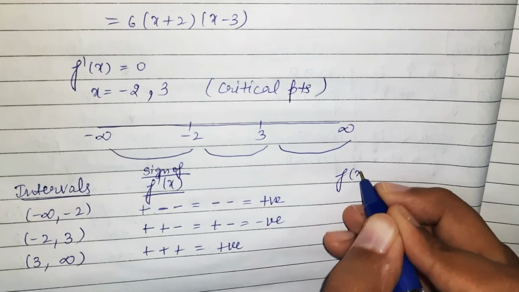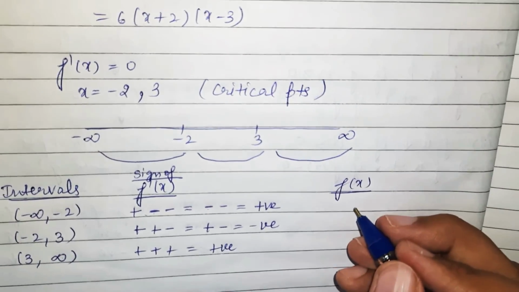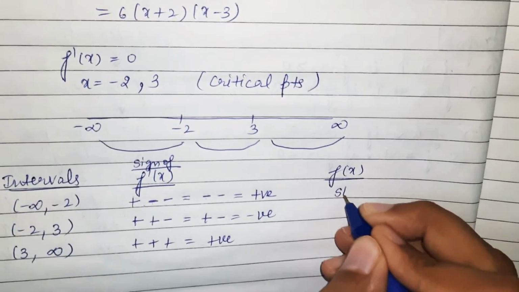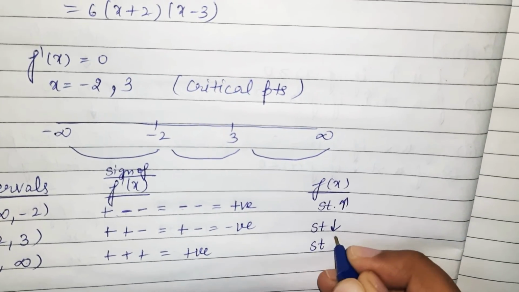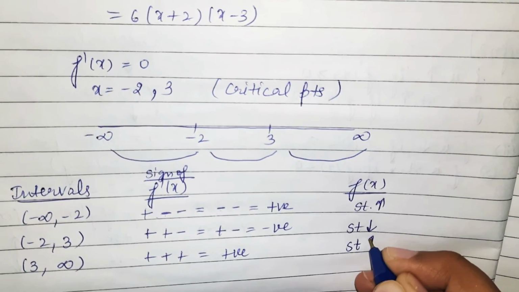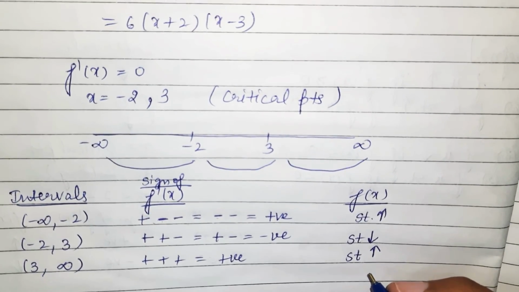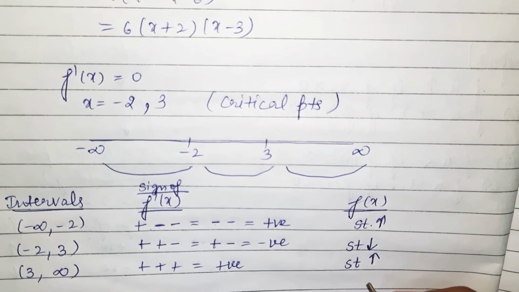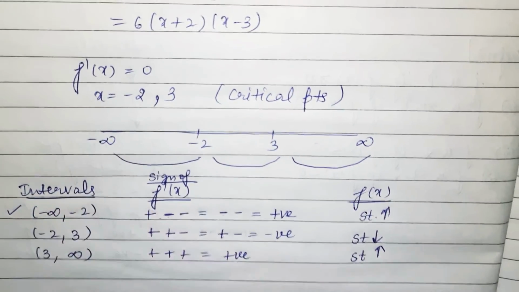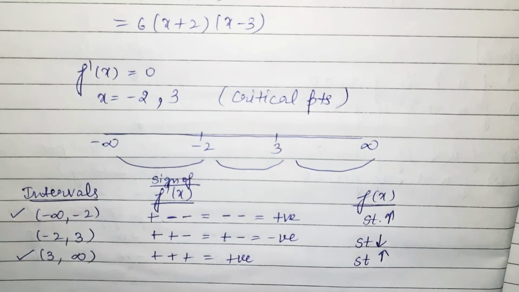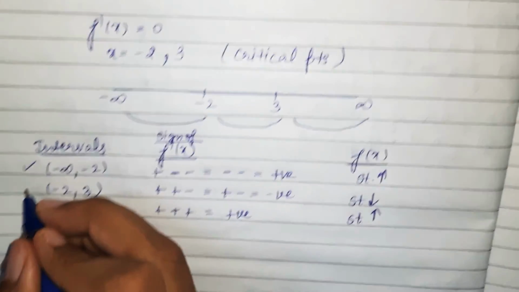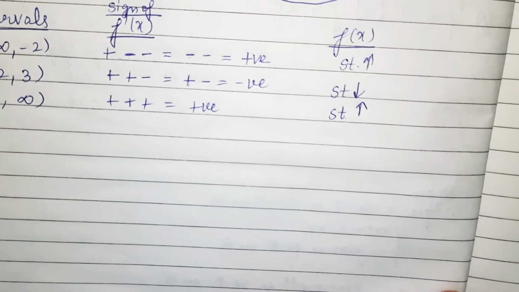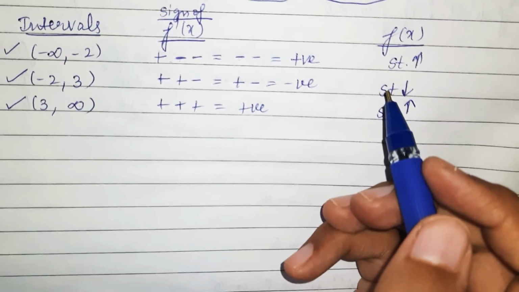So the nature of f(x) will be strictly increasing, strictly decreasing, strictly increasing. So that means if I talk about minus infinity to minus 2 and 3 to infinity, the function is strictly increasing, and in between this will be strictly decreasing. So this is your answer. These are the intervals where the function is strictly increasing and decreasing.